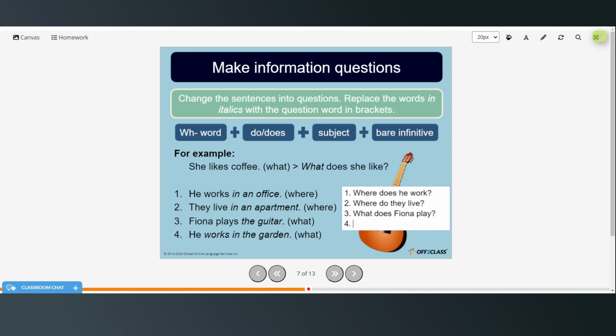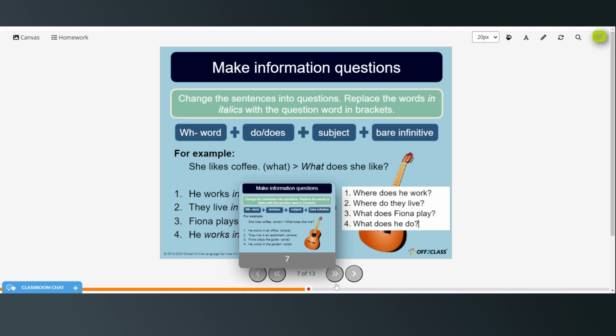And here, works in the garden is going to be replaced by what? So the question form would be, what does he do? What does he do? He works in the garden.